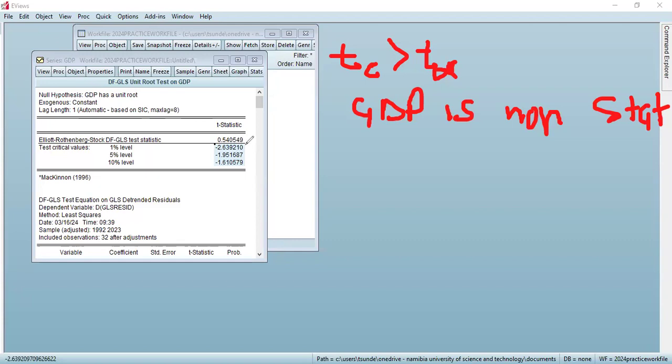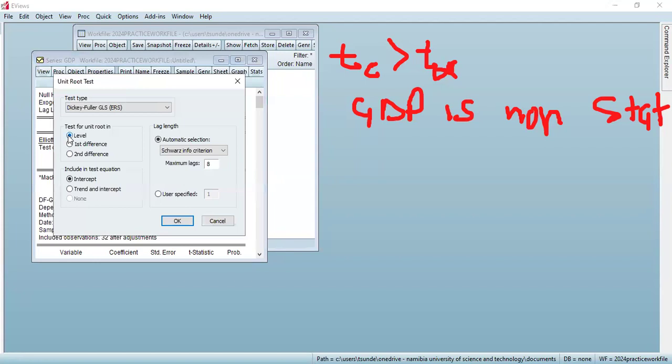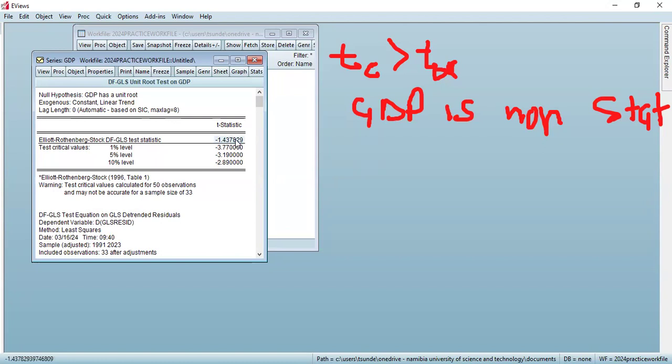Then we went on to do the test with the constant and the trend, right? The same test with constant and trend. So in levels, now with the constant and trend, which is trend and intercept, we did the same test, and this is what we found. We found that the calculated T value is greater than all the critical values, right? Because the more negative a value is, the smaller it is. So this calculated T statistic is actually greater than all these critical values. And our conclusion was also consistent with what we found initially, that GDP is non-stationary. Once again, GDP is non-stationary.